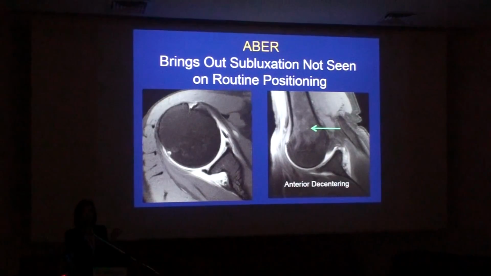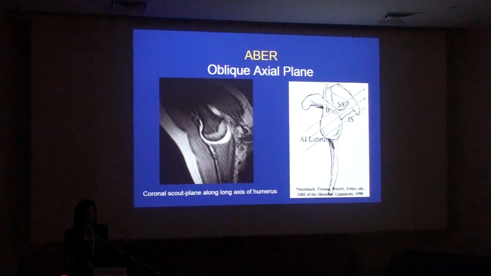What are some advantages? Well, one of them that people don't think about all the time is that it can show micro instability of the shoulder. Like this patient who looks normally aligned with the arm at the side, but when they do ABER, their humerus moves forward anteriorly, so they're unstable. And you brought that out by doing ABER. That could be important. They might want to fix the capsule or something.